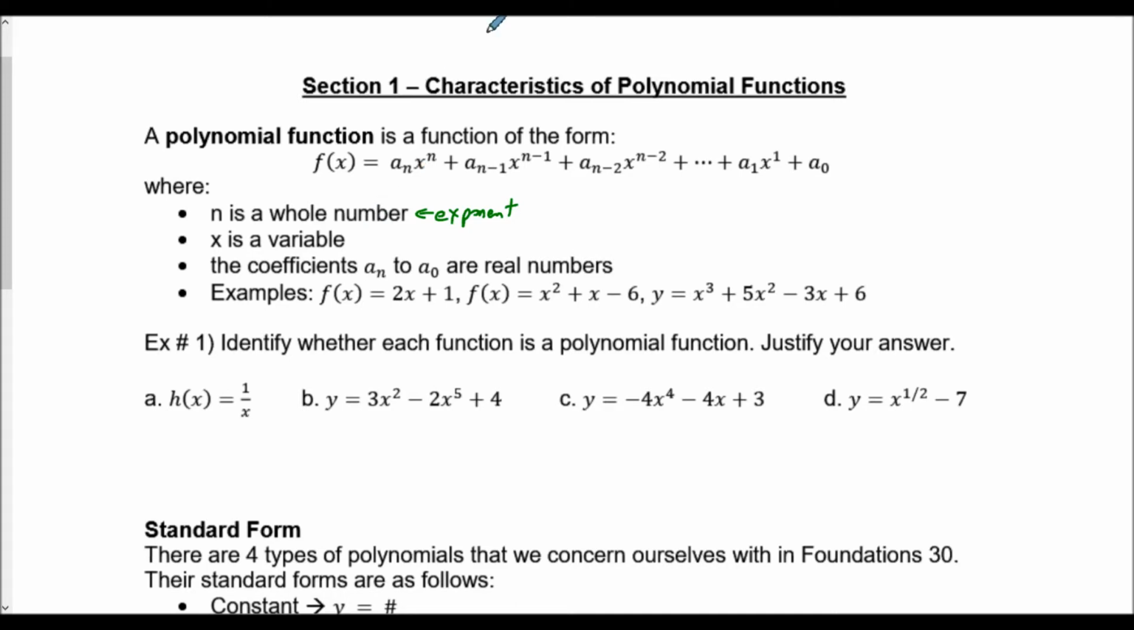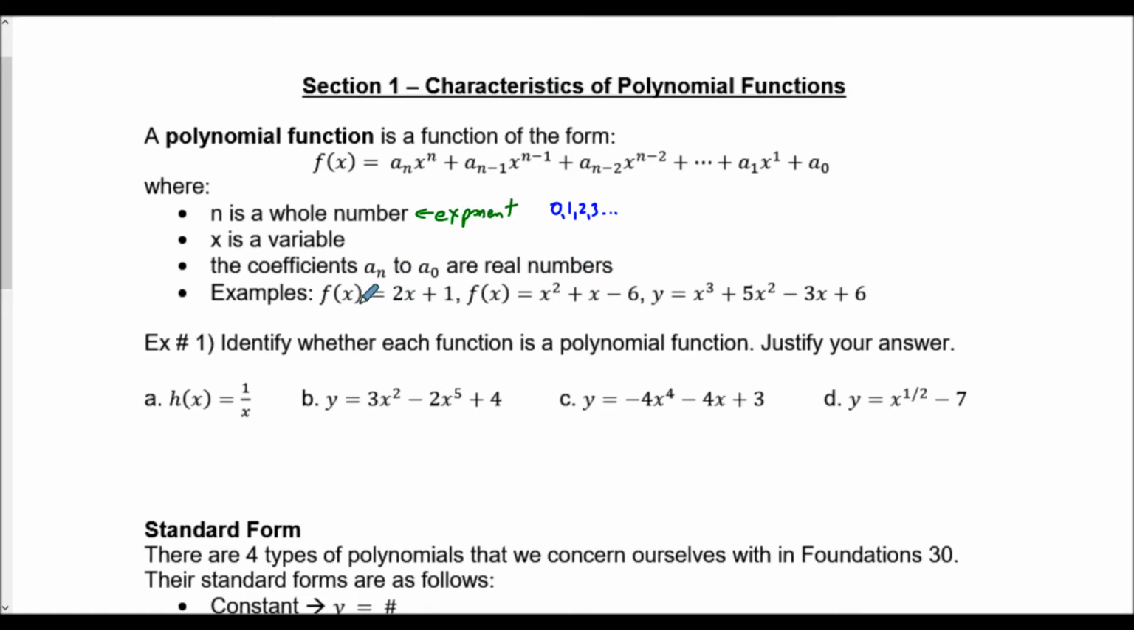So your whole numbers, just tying back to your number systems, which I would have started talking about at grade 9. Whole numbers: 0, 1, 2, 3, so on and so forth. Your x is a variable. The coefficients a_n all the way to this a_0 are any real numbers. So you're just not dealing with any of the complex numbers. Again, we kind of started talking about that in grade 9, a bit more in grade 10, so on and so forth.